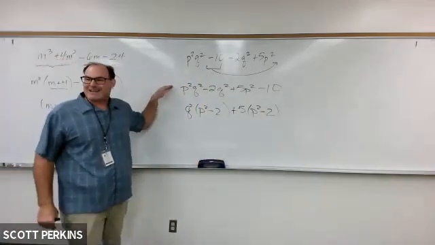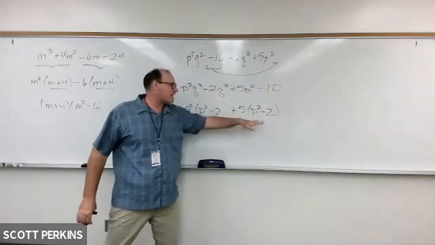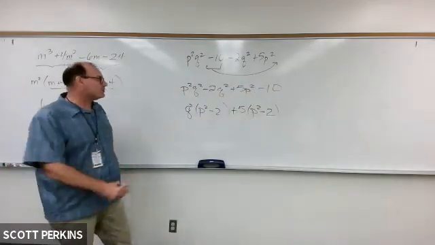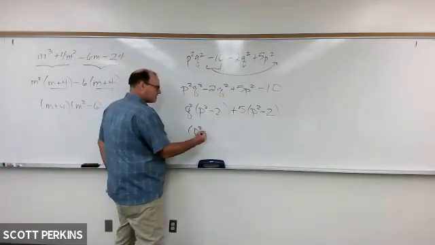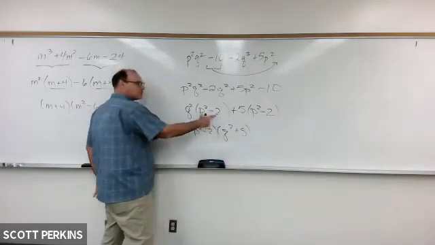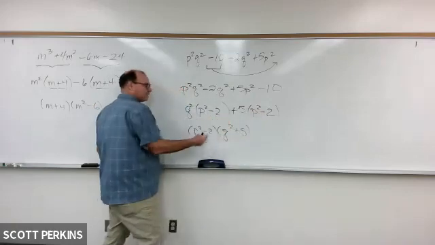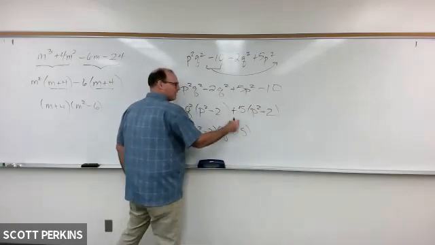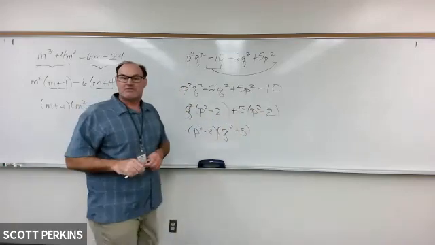So we created an arrangement of my terms that allowed the grouping to work. So that's good news. We're just about done. When I take the p squared -2 out of both of these, I'm left with q squared and then +5. And there is my factor.